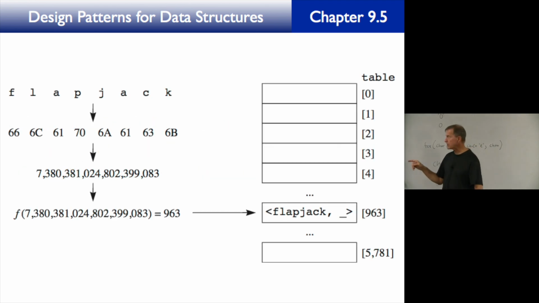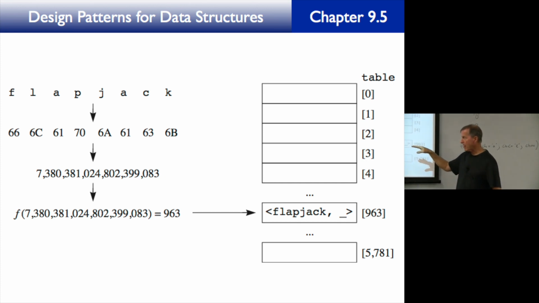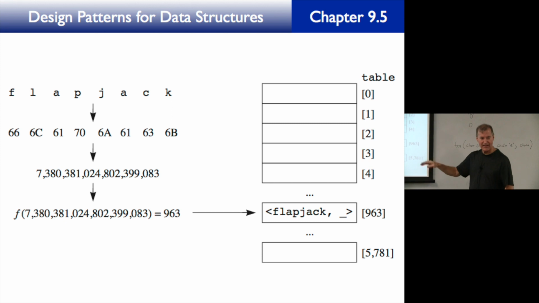So now what we're going to do is modify it like this. We start off with flapjack. That's 666C, 6170, 68, 61, 636B. That's that 7 quintillion, 300, blah, blah, blah. But now what do we do? F of that. And that's some function that we design. And suppose it gives us like 963.